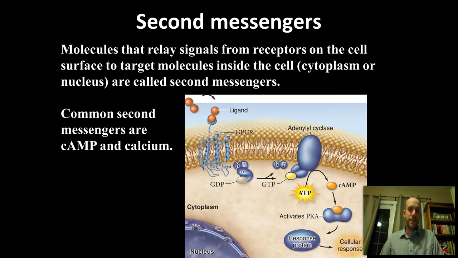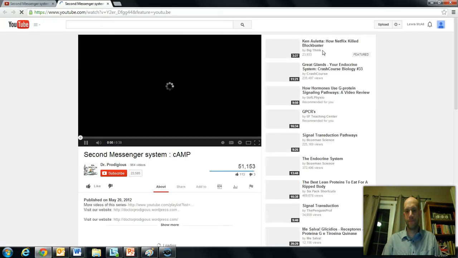There's also second messengers or secondary messengers within the cell. These are important for relaying signals from the receptors on the cell surface to target molecules inside the cell. That could be in the cytoplasm or the nucleus. These are the second messengers. So your primary messenger was, say, the hormone, the ligand that came to the external surface of the cell. Now that activates secondary messengers. Two common secondary messengers are cyclic AMP and calcium. So we've got a little video about cyclic AMP for you to watch here.